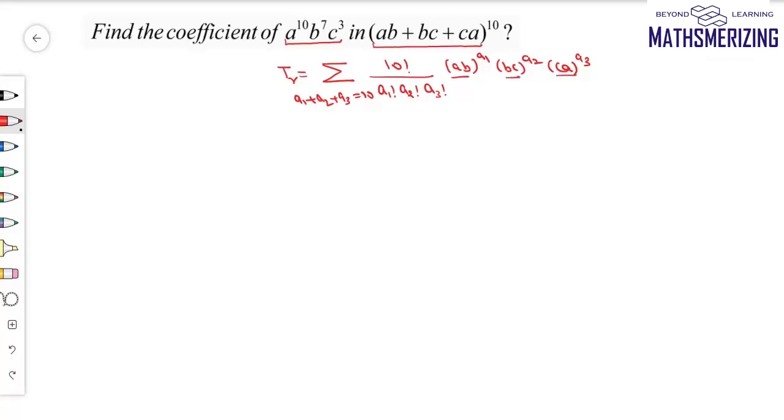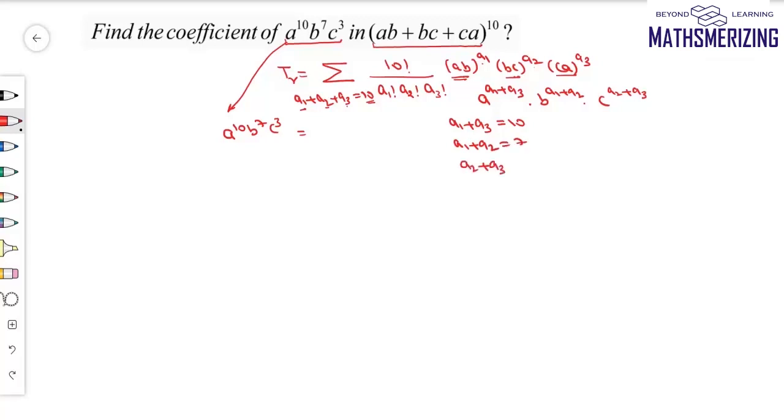So I'll need to rearrange this A to the power 10, B to the power 7 and C cube in such a way that the sum of a1 plus a2 plus a3 should be 10. So I know that I can write it as A to the power a1 plus a3, B to the power a1 plus a2 and C to the power a2 plus a3. So I should get the condition where a1 plus a3 should be 10, a1 plus a2 should be 7 and a2 plus a3 should be 3.